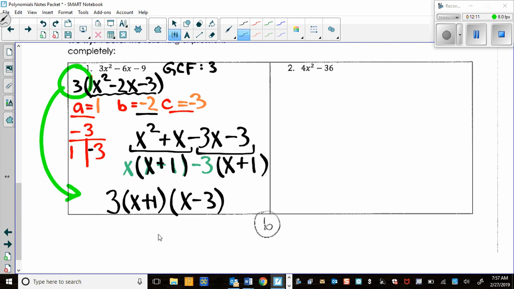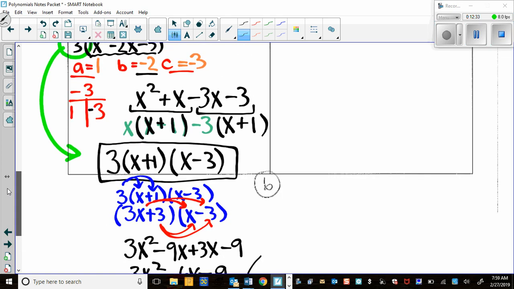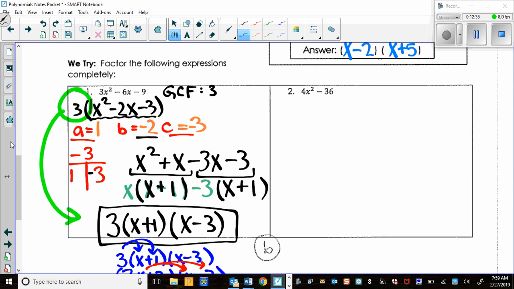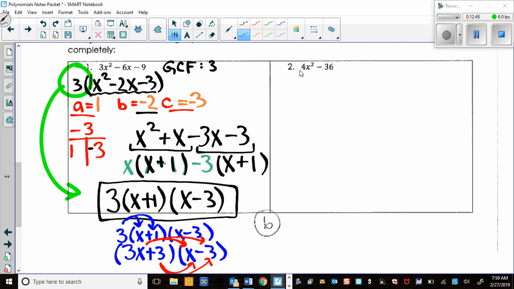So right below here, I'm going to show that to you guys so that you know that this is your correct answer. Alright, so I went ahead and I wrote these down again here, and then I distributed the 3 into my first factor here, and then I used FOIL to get the rest. And I went ahead and showed you my final answer matches my original problem. So that means that 3, x plus 1, and x minus 3 are factors of this problem. Alright, so we have one more.